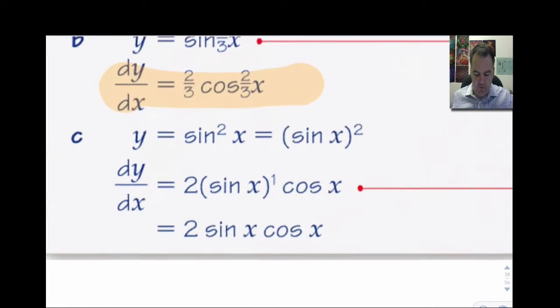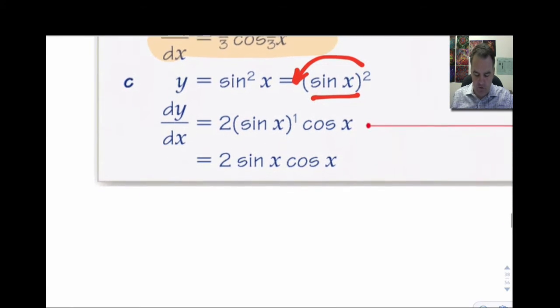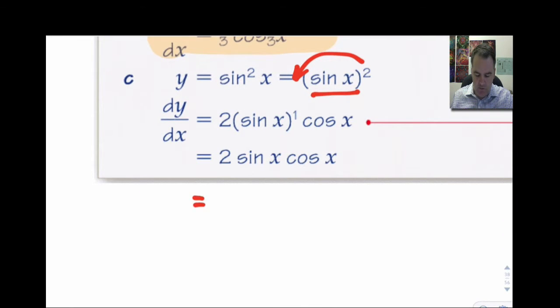This one here is a little bit trickier. Sin squared x is the same as sin x all squared. If we use the chain rule, we bring that number down the front, subtract 1 from the power, and multiply by the derivative of what's inside the bracket. So we get 2 sin x to the power of 1, and the derivative of sin x is cos x. So we get 2 sin x cos x, which some of you may recognise as sin 2x.